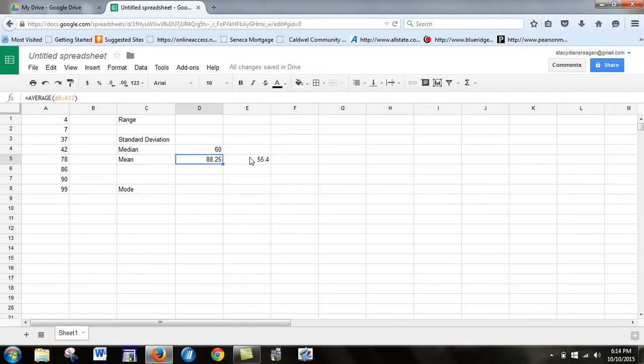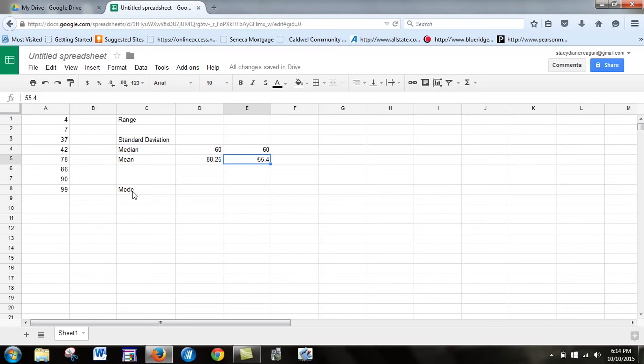In Google, you can also pull up median by hitting equals. Let's just start typing median and it appears. Highlight, hit enter, and it gives it to you. So you have those features in Google.